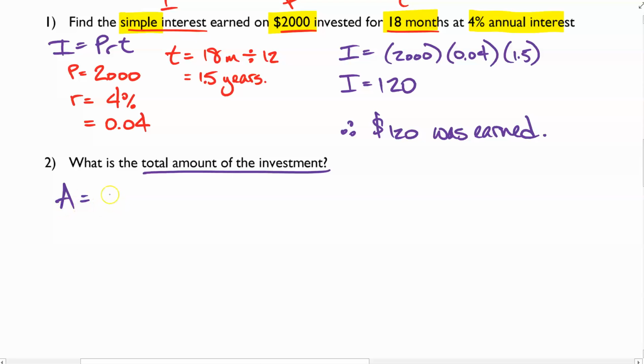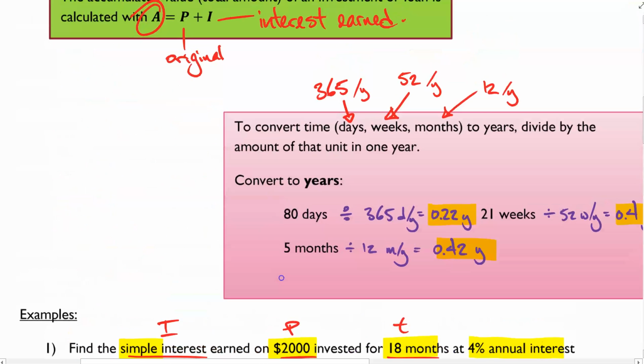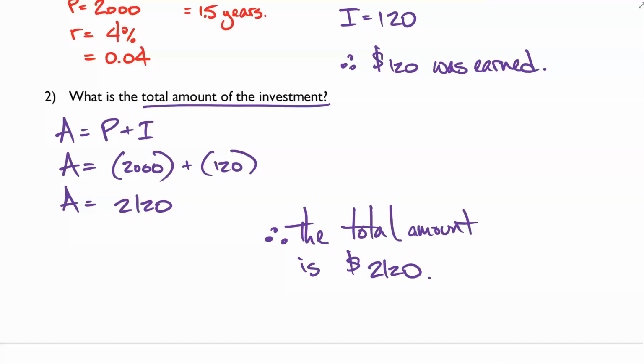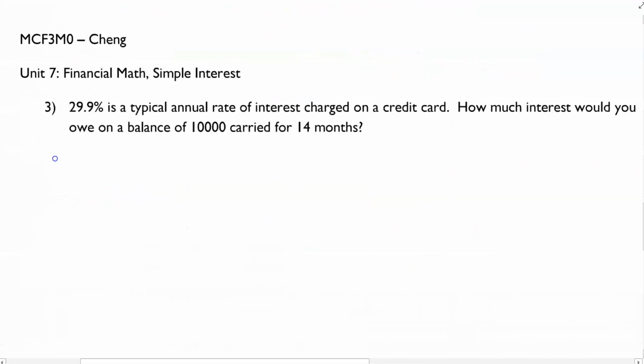What is the total amount? Well, the total amount is, as I said over here, P plus I. So we're going to write that P plus I. Okay, and so if you've got P and if you've got I, you should be able to have the answer. So let's just pause it and I'll show you the answer. There you go. All right, plugged in and calculated. 2,120 bucks. That's how much the investment will be worth. It earned 120, but it will be worth 2,120. Okay? All right. Let's keep it going.